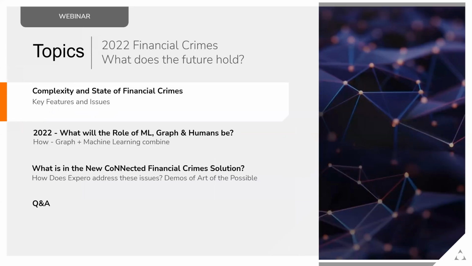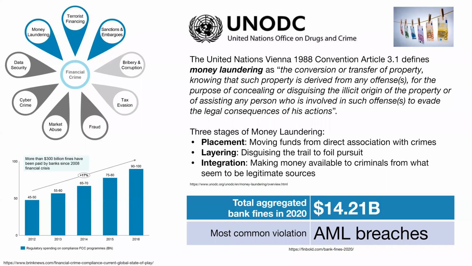Thank you, Laura. So this is Michael Shaler. I'll be talking about the first phase, which is the complexity and state of financial crimes. With that, I'll hand it off to Scott, and we'll talk about what the role of.